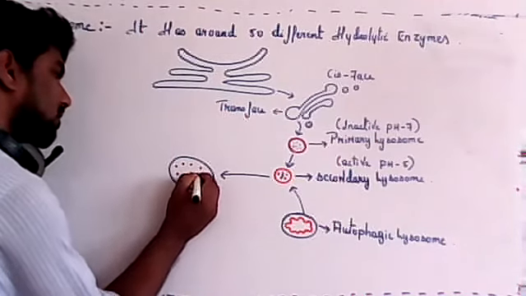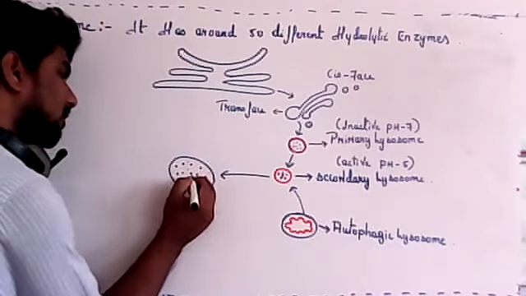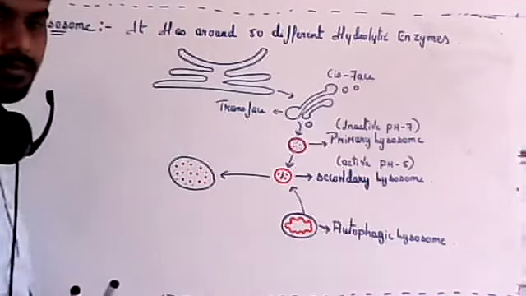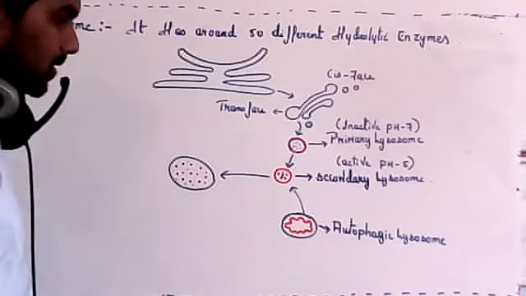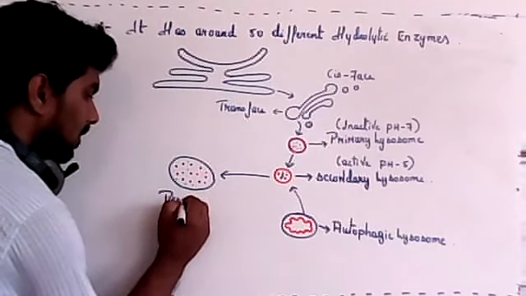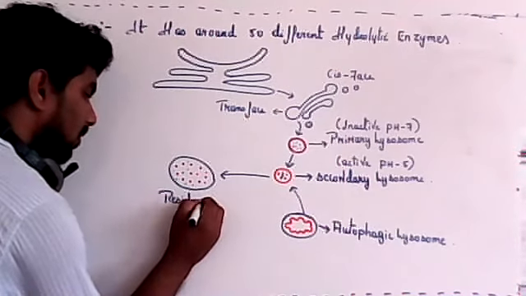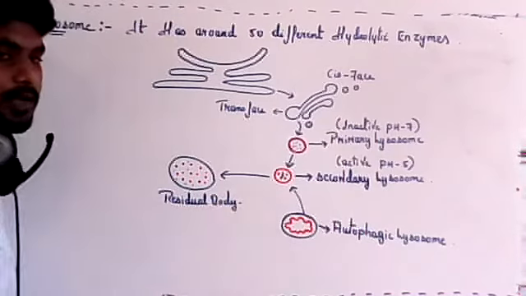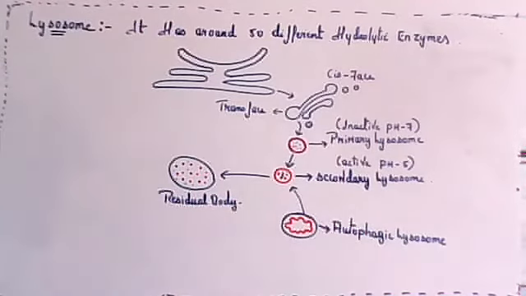So in this, the undigested or the waste material are stored in the residual body. Okay, so this is the fourth kind, and that is called the residual body. So the fourth type of lysosome is called the residual body.